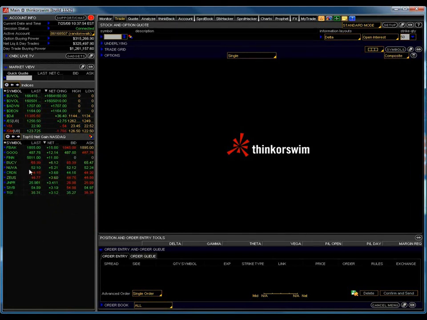So we want to pick a stock that is going up. That's number one, because we want to pay less for the straddle. If the stock has had a recent large downturn in the market, a large sell-off recently, that will increase the volatility. Increased volatility increases the cost of the straddle, and that's what we want to avoid.